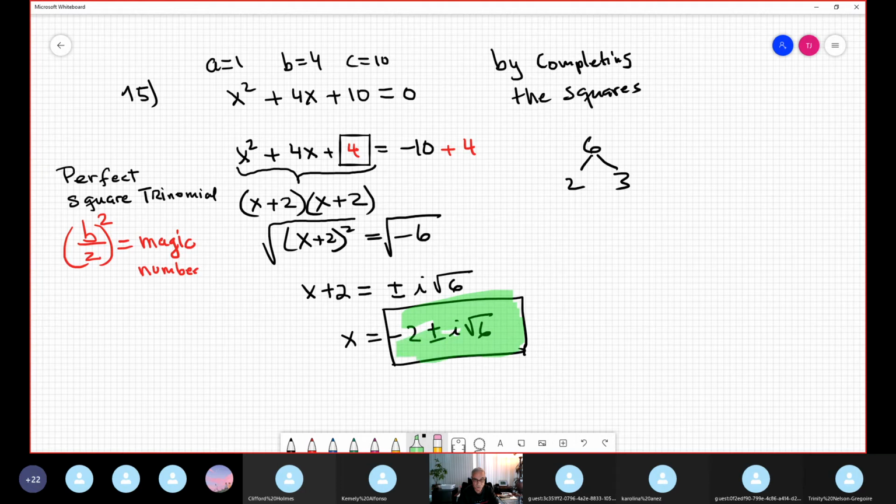Two solutions. 99% of the time, the quadratic equation has two solutions. Not always. Sometimes it has one solution. Sometimes.